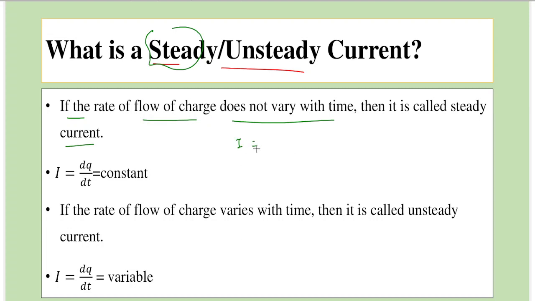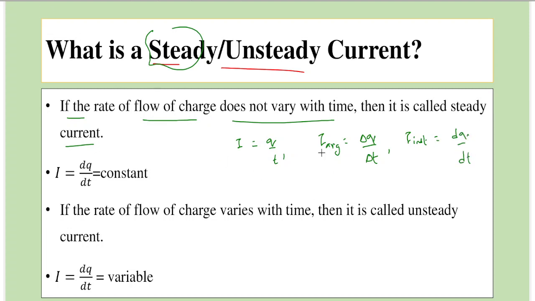Now we can write current in many ways. Some books will write current as charge by time. Some books will write as delta Q by delta T. This is called as average current. It is given by delta Q by delta T. And sometimes we write instantaneous current, and this is given by dq by dt.